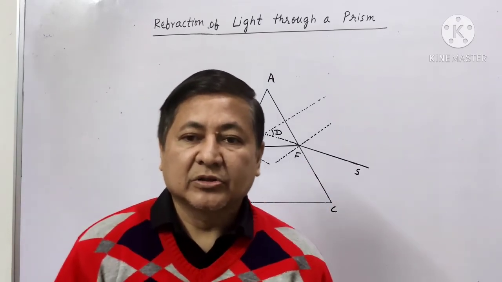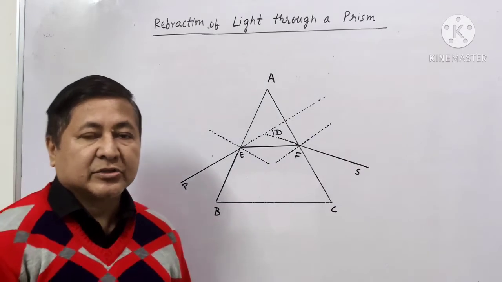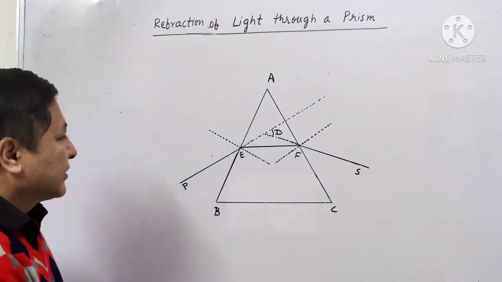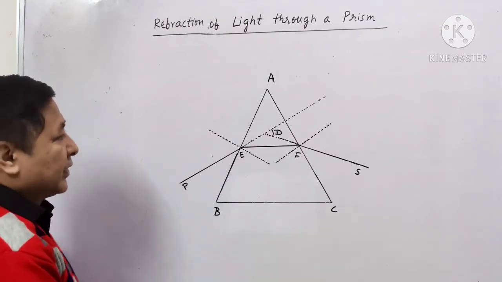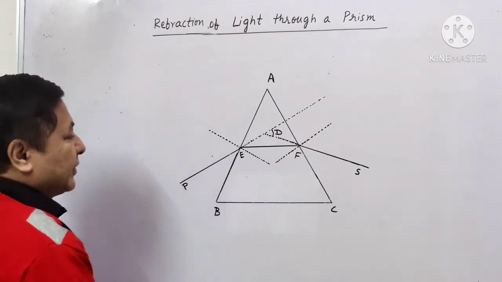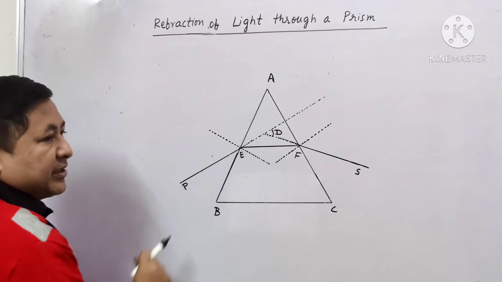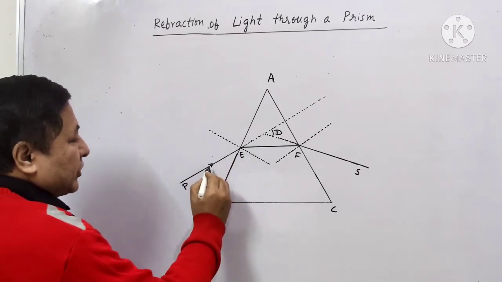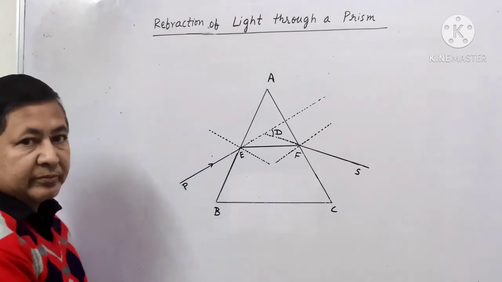Now let us see how the refraction of light takes place through a prism. This is the diagram I have drawn here. This is a glass prism having a triangular face. PE is the incident ray. PE is the incident ray that is going inside the prism.